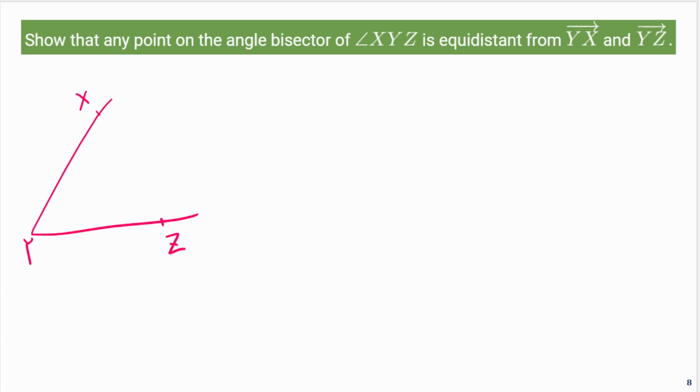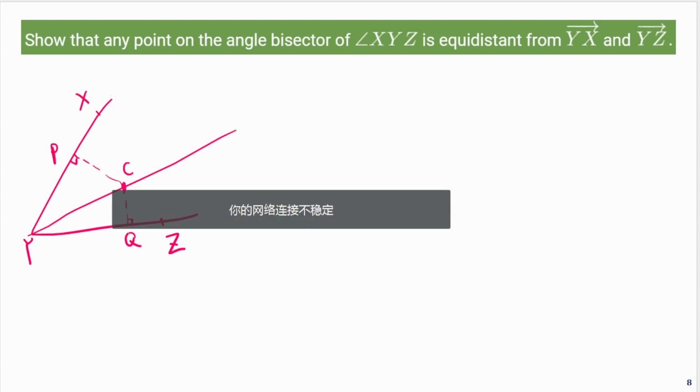We start by drawing the lengths we need to show equal. These are the perpendicular segments CP and CQ. So suppose this is an angle bisector, okay? And let's find a point C. Then we draw CP perpendicular to XY, CQ perpendicular to YZ at Q. So we can prove CP equals CQ, right?